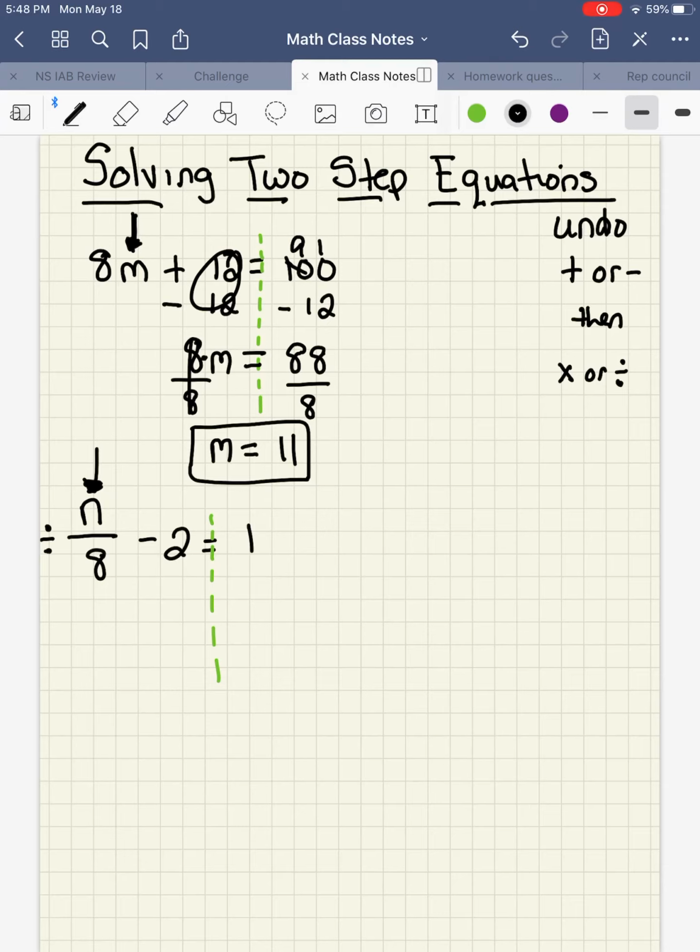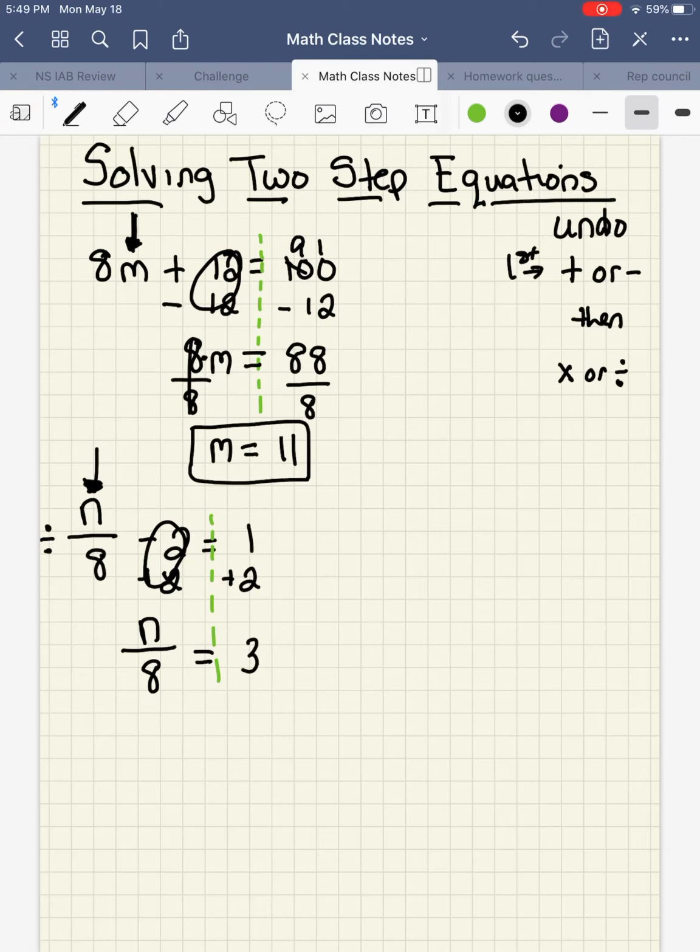So we go back to the first step, undo the addition or subtraction. In this case, it's subtraction, so the opposite is to add, to turn that into 0. And we have to do the same thing on both sides. So that becomes a zero pair. It's gone. That was our goal. And n divided by 8 is left on this side, and 1 plus 2 is equal to 3.